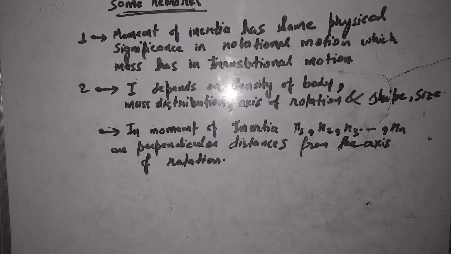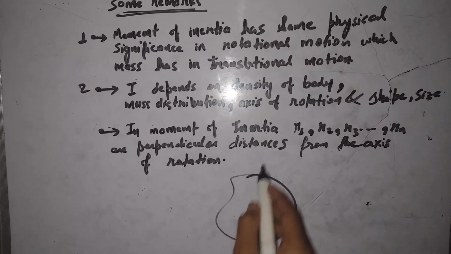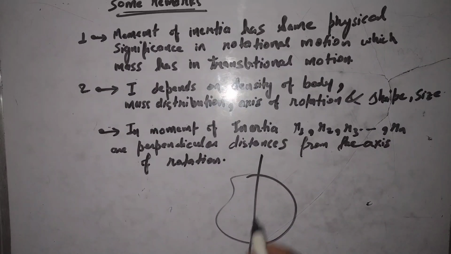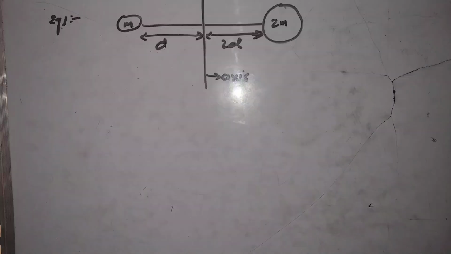The third remark says that in moment of inertia, r1, r2, r3 and rn are perpendicular distances from the axis of rotation. I think it is also very obvious. In the previous illustration, we calculated this r1 for a body moving in circles. This r1 was actually a perpendicular distance from the axis. So I think that is very obvious too. Now we shall calculate moment of inertia. We shall take a few examples to understand this concept more deeply.